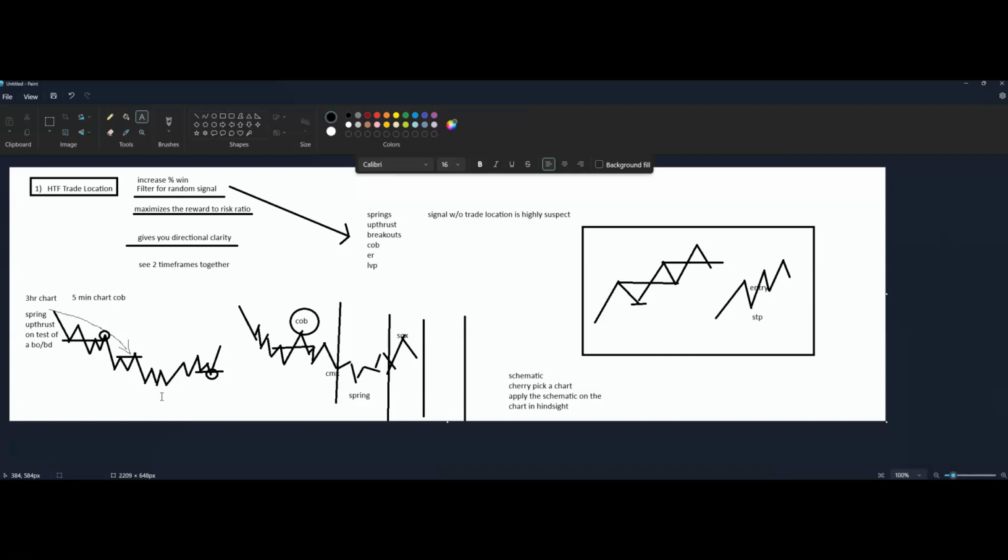Okay, so this is it. This is one. Yes, there are others for sure, but this is one key one that I'm explaining. And if you get this right, you'll reap the benefits. So this is one style of trade location based off of high time frames, bringing up upthrust, test of the breakout, breakdown. Of course, there are others.